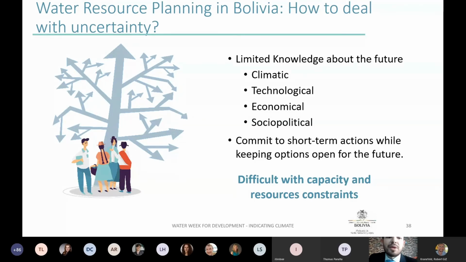At the same time, we must have short-term actions, but we have to keep the options open for the future. And it is very difficult for us, in fact, to deal with it because there is limited capacity and resources in the country. So we are trying to improve these capacities and resources in the PNC that I spoke about before.